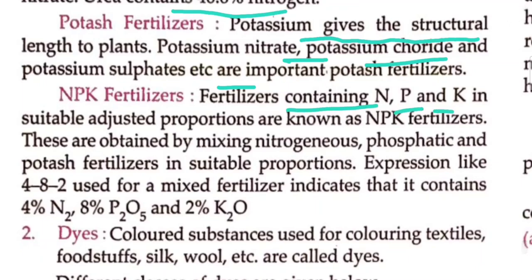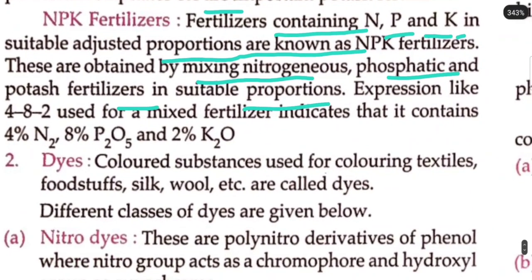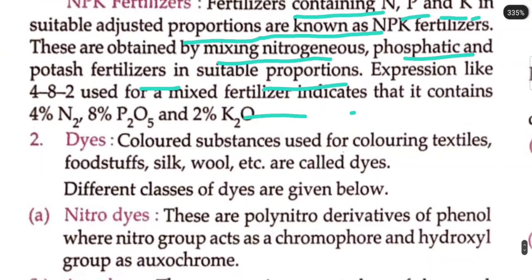Fertilizer containing N, P and K in suitably adjusted proportion are known as NPK fertilizers. These are obtained by mixing nitrogenous, phosphoric and potash fertilizers in a suitable proportion. Expression like 4:8:2 used for a mixed fertilizer indicates that it contains 4% N2, 8% P2O5 and 2% K2O.